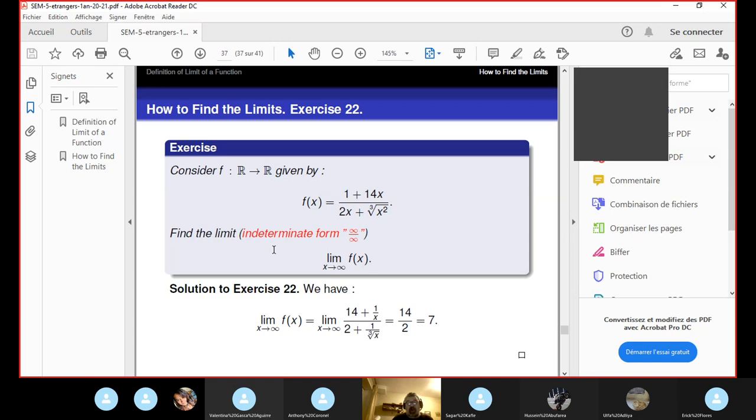So we divide the numerator and denominator by x. In the numerator you have 14 plus 1 over x, and in the denominator you have 2 plus 1 over cubic root of x. Here everything is clear, because if x goes to infinity, 1 over x goes to 0, and 1 over the cubic root of x also goes to 0. So you have 14 in the numerator and 2 in the denominator, so the answer is 7.